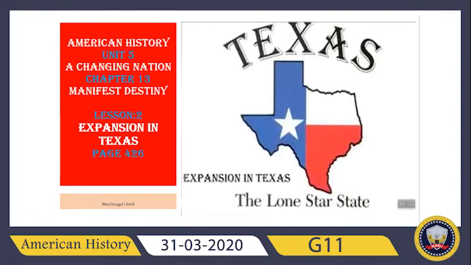Let's begin today's lesson. I think in our last class we learned about Trails West, and we are doing Chapter 13, Manifest Destiny. Today we are going to begin the second lesson, that is Expansion and Texas. You will find this lesson on page 426. So let's move.